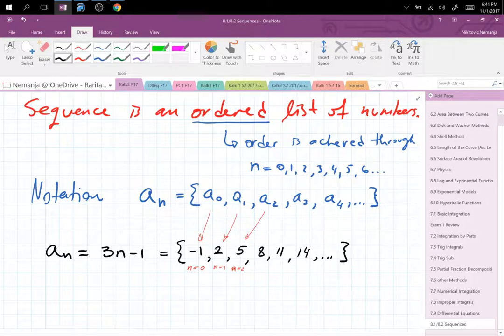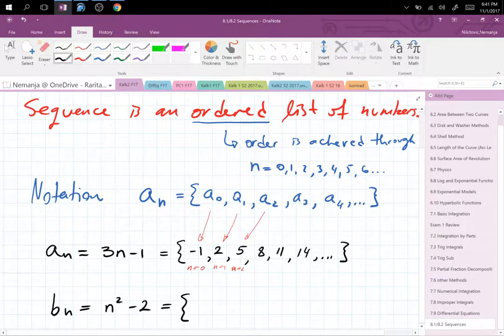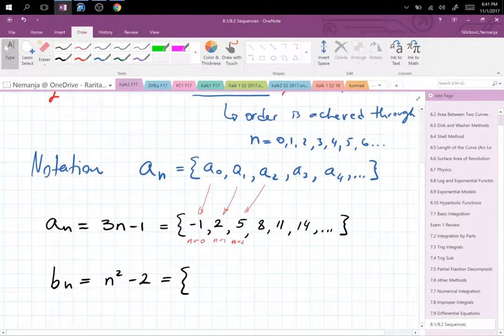So for the sequence, very simple, very straightforward in my opinion. We can use b_n now for the next one. Here, b_n is n squared minus 2. Compute the first 5 terms. I want the first 5 terms of n squared minus 2. What's the first term? Negative 2. Great. Go on.